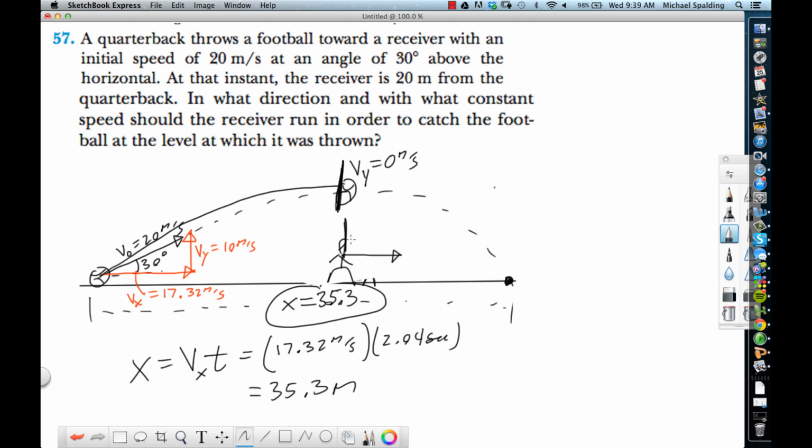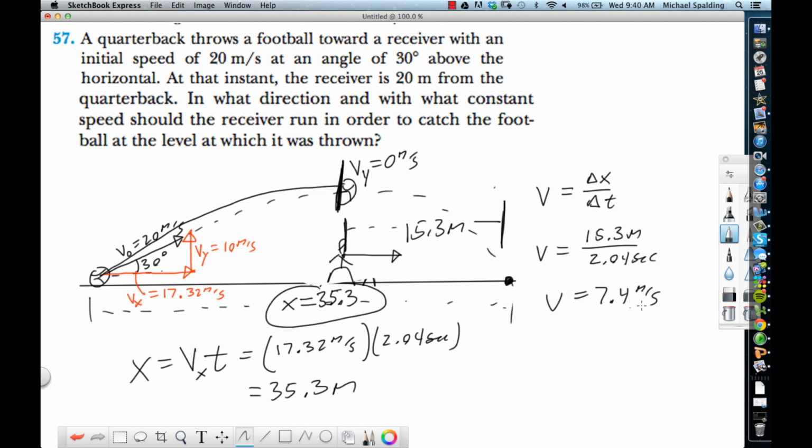Now, how far does the dude need to run to catch the ball? 15.3 meters, right? Because that's the difference. He's got to go 15.3 meters. And how much time does he have to do it? 2.04. So his velocity is displacement over time. In order to catch the ball, he's got to go 15.3 meters in 2.04 seconds. So he better run at about 7.4 meters per second to the right.